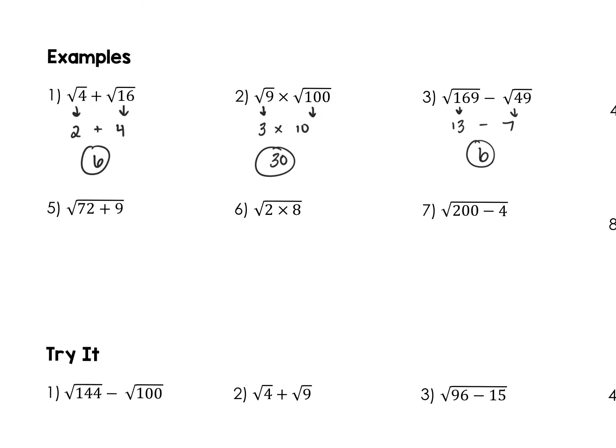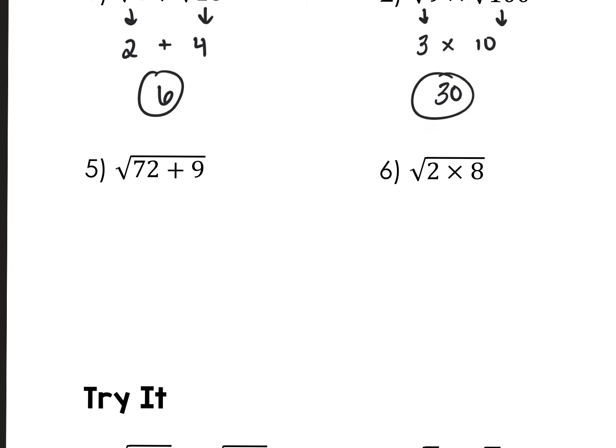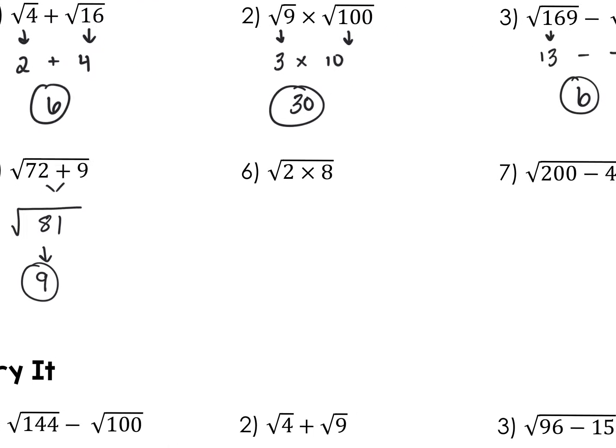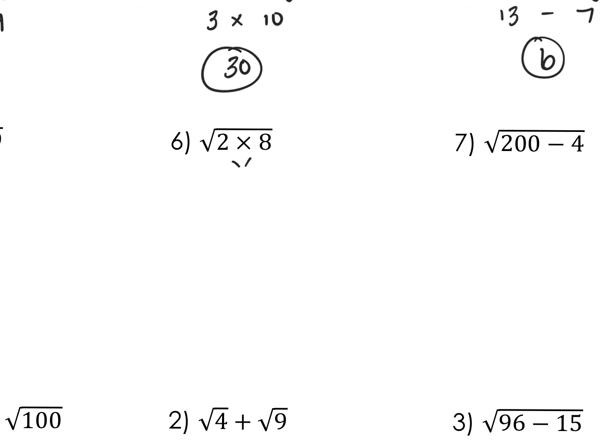We can apply the same properties of adding, subtracting, multiplying, and dividing, even when we have two numbers inside of our square root. So for this one, the first thing I'm going to do is add 72 plus 9. 72 plus 9 is 81. And now I can take the square root of 81. That's 9. In the next one, I have to multiply 2 times 8. That's 16. The square root of 16 is 4.